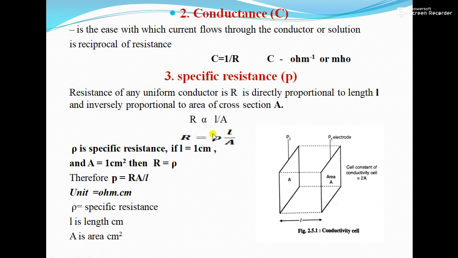So we want rho. Rho will become RA by L. So rho is equal to RA by L. The unit will be ohm, centimeter square, and centimeter. So the centimeter and centimeter cancel, and it becomes ohm dot centimeter. Here L is the length and A is the area. So that is your specific resistance.